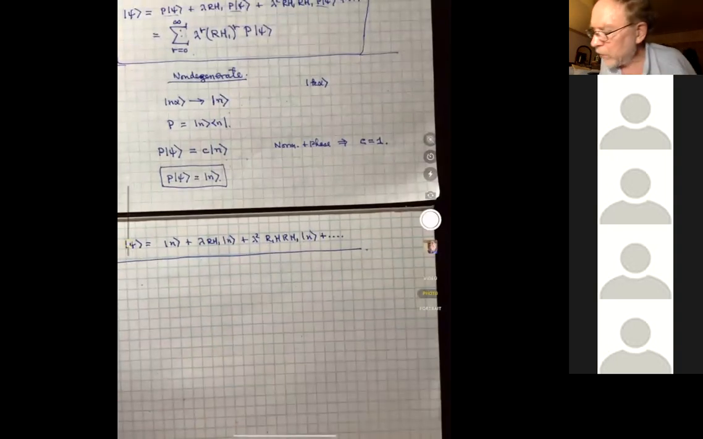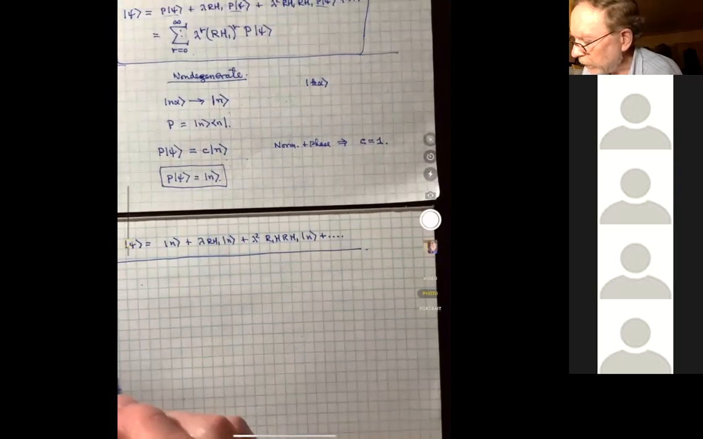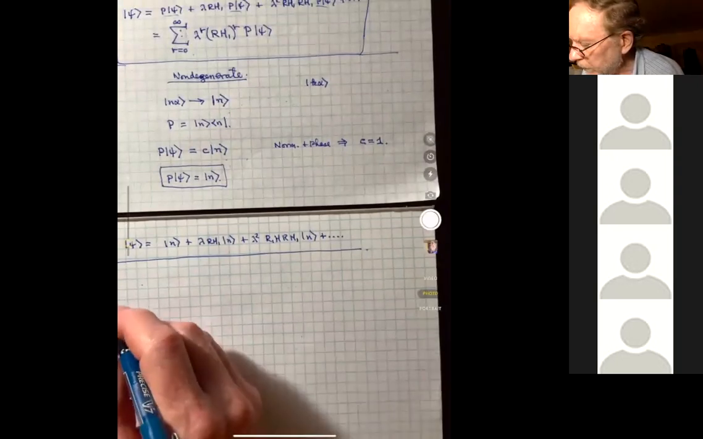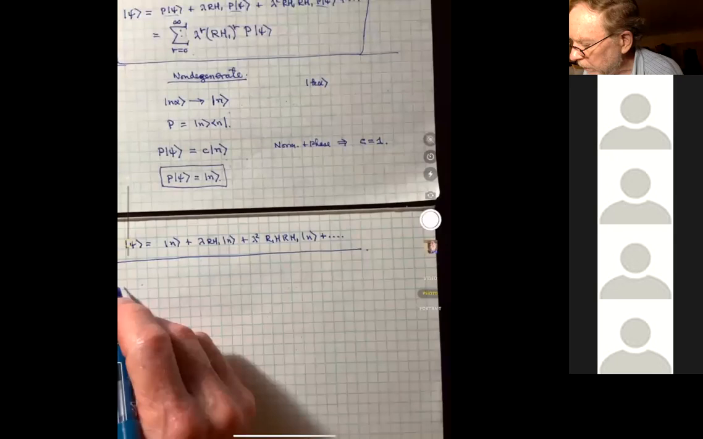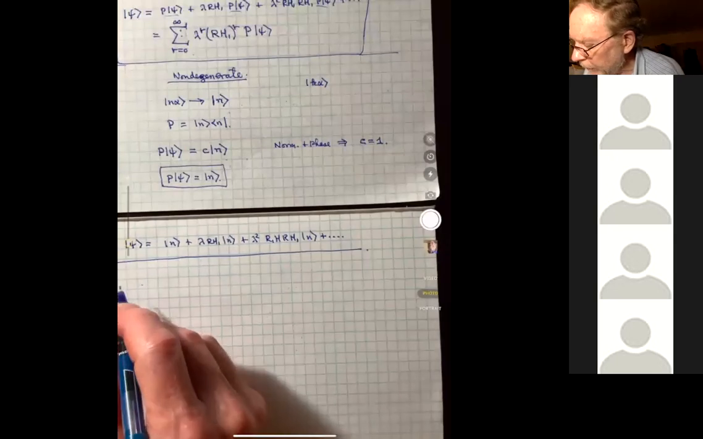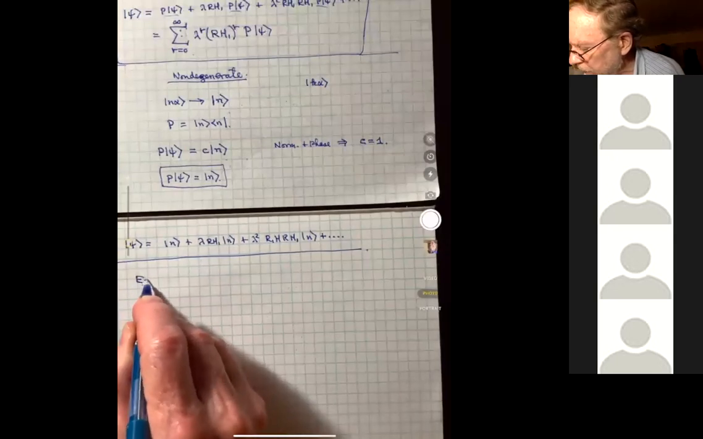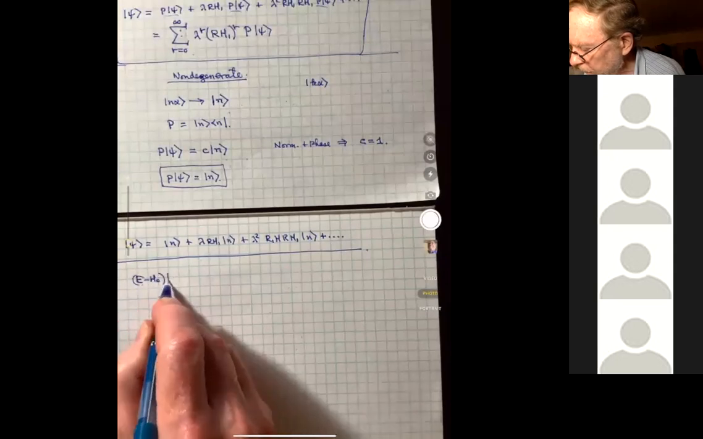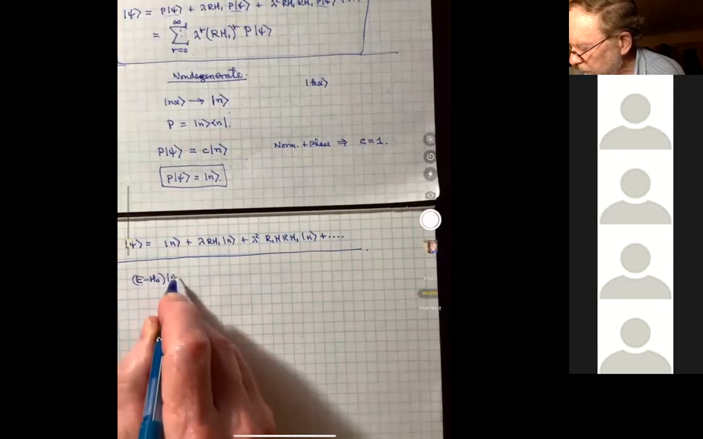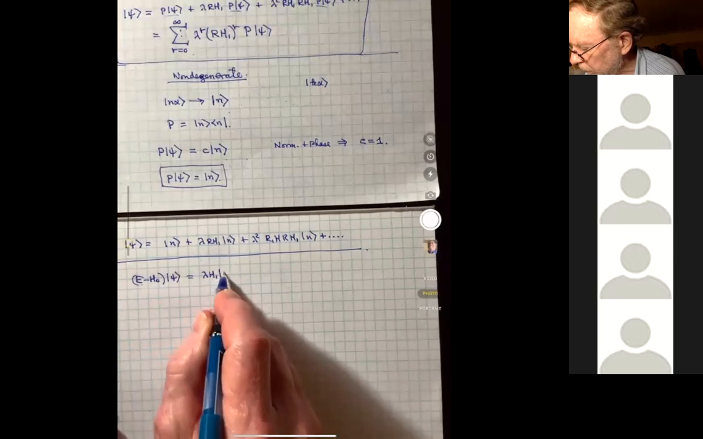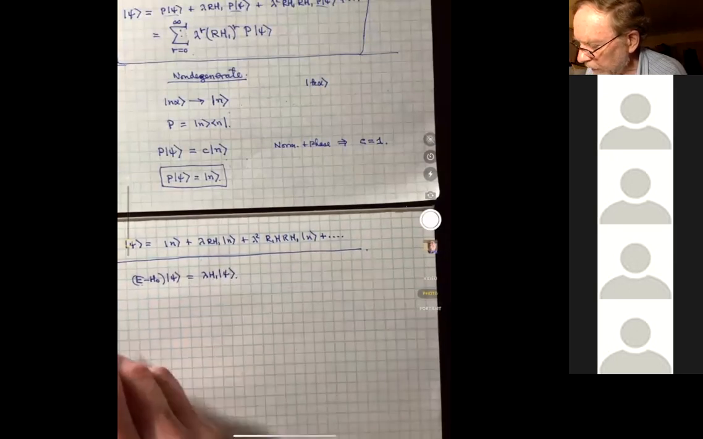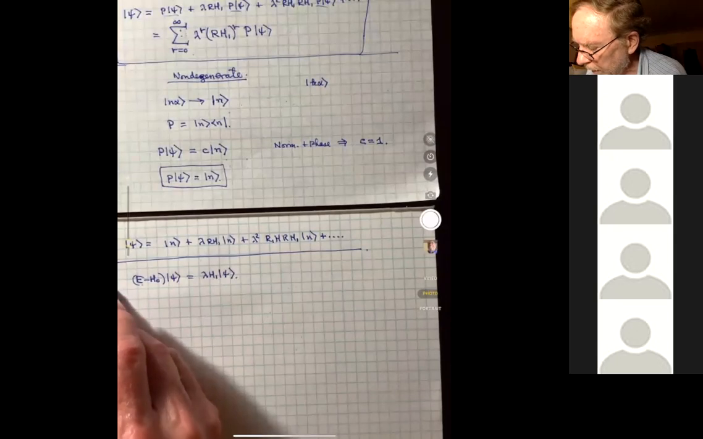As far as the eigenvalues are concerned, we will take the scalar product. Let's go back to (E minus H0) acting on psi is equal to lambda H1 psi. That's the original Schrodinger equation. Then let's multiply both sides by ket n like this.